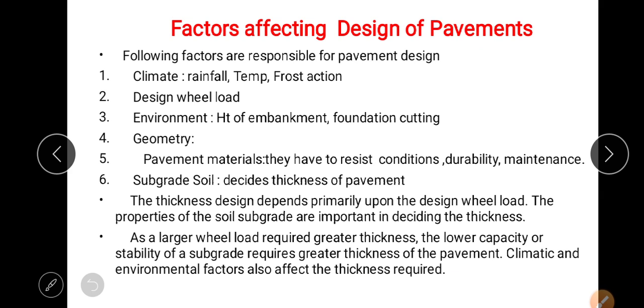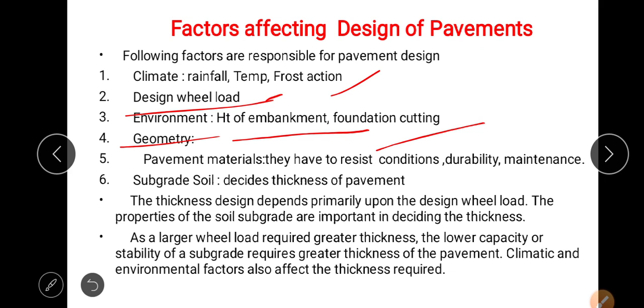We have already come across these, just certain other factors which may be available in different references we are bringing in front of you. Climate, that is with respect to rainfall, temperature, frost action, design wheel load, we have seen in detail, environment, height of embankment, foundation cutting, geometry, pavement materials, they have to resist conditions, durability and maintenance, subgrade soil decides thickness of the pavement, etc.